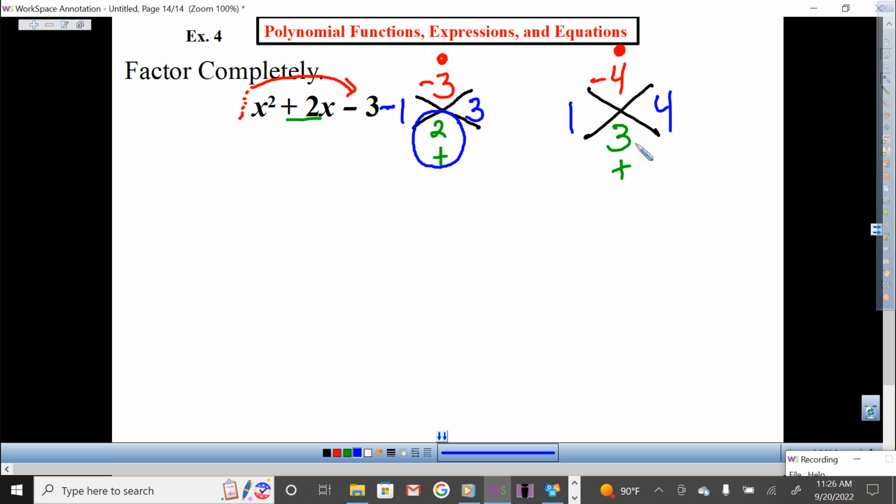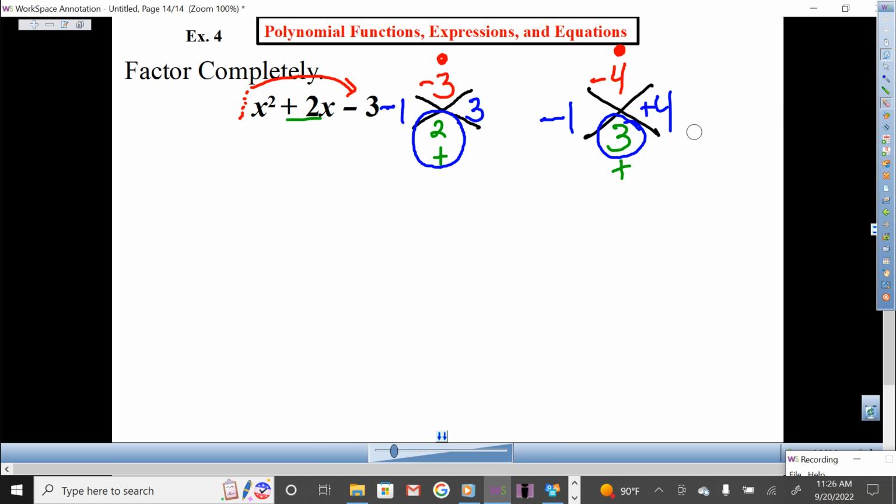Well, how do you know which one? Look at this number. What is the sign of that number right now? Positive. So the biggest of these two has to be our positive. That means the other one has to be the negative. Let's see if it works. Negative 1 times 4, negative 4. What is negative 1 plus 4? That is 3. You see how that works? And that's going to work every time.